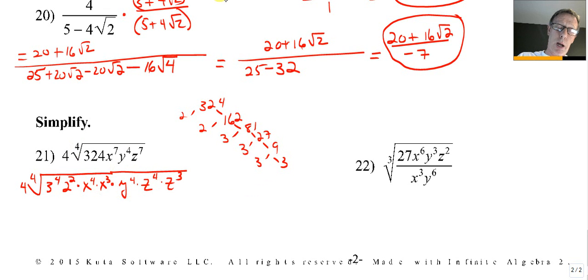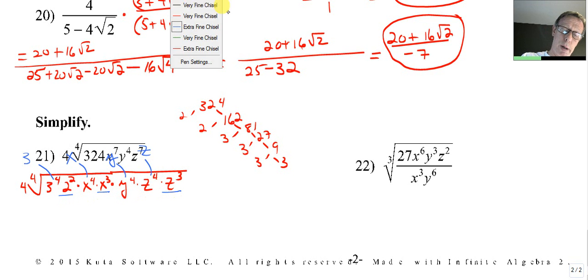Now the things that are going to come out are going to be anything that is a fourth power. So this 3 to the fourth would come out as a 3. This x to the fourth would come out as an x. Y to the fourth would come out as a y. Z to the fourth would come out as a z. Anything that is below a fourth power will stay under the root. So the 2 squared will stay under, the x cubed will stay under, and the z cubed will stay under.